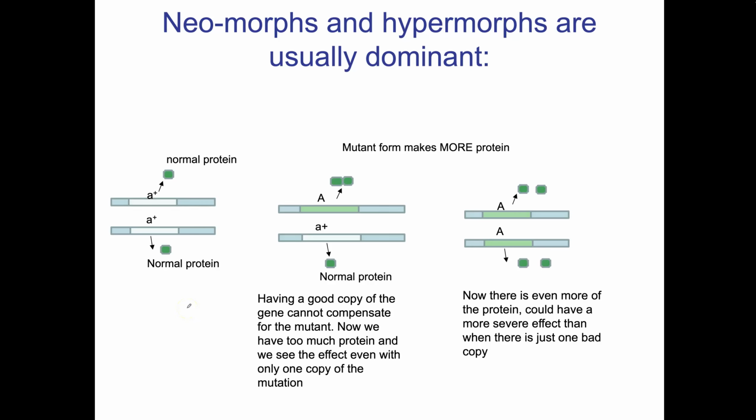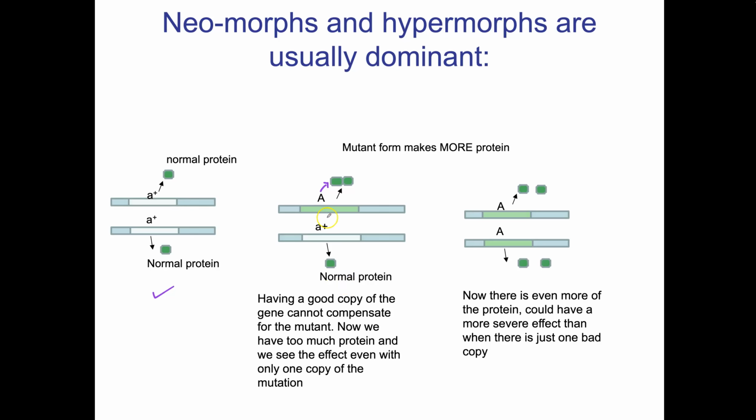Neomorphs and hypermorphs, the gain of function mutations, are usually dominant, and again, there can be exceptions to this. But just imagine you've got a wild type gene A, and there's a normal amount of protein being made by each copy, and so you have the wild type phenotype. But if you have a neomorphic mutation, let's suppose it's a hypermorph, and it makes more protein than normal, having a wild type copy doesn't fix that at all or compensate for it.